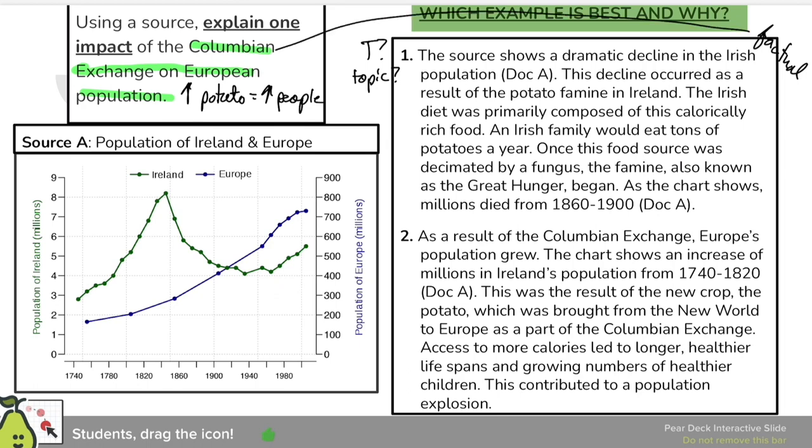This decline occurred as a result of the potato famine in Ireland. That is a factual statement, but have you tied it to the Columbian Exchange yet? No. The Irish diet was primarily composed of this calorically rich food. An Irish family would eat tons of potatoes a year. Still not tying it to the Columbian Exchange. They mention potatoes, but they don't tell us how that connects to the Americas. Okay, how does it connect to the Columbian Exchange in period 2? Once this food source was decimated by a fungus, the famine, also known as the Great Hunger, began. As the chart shows, millions died from 1860 to 1900.